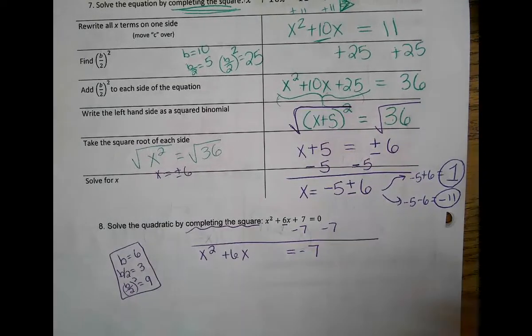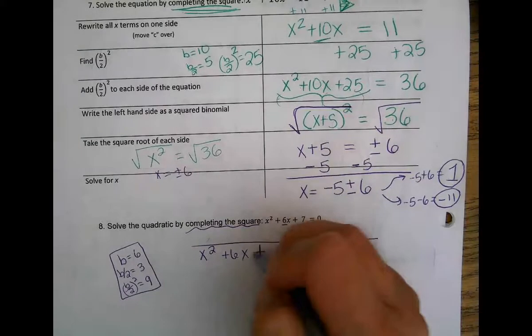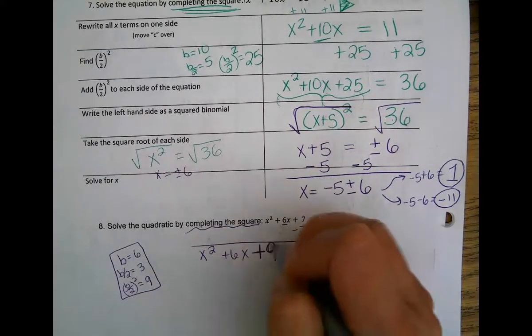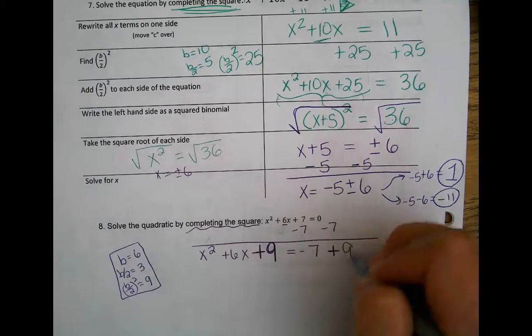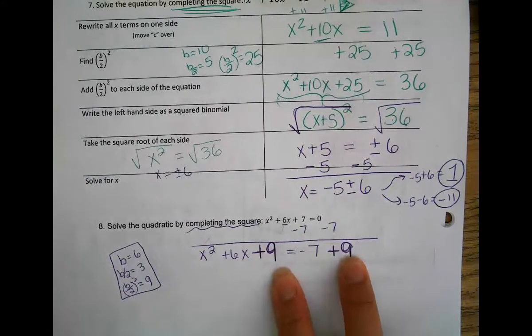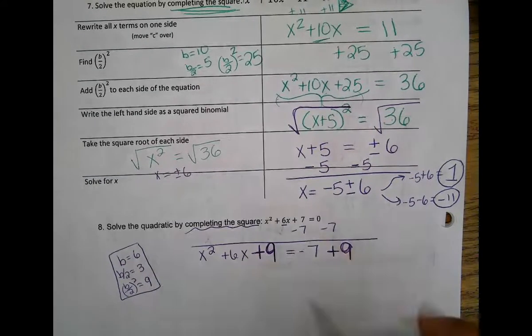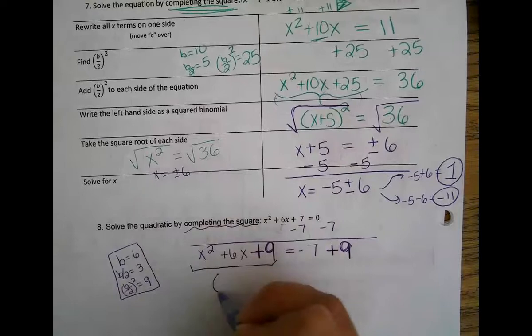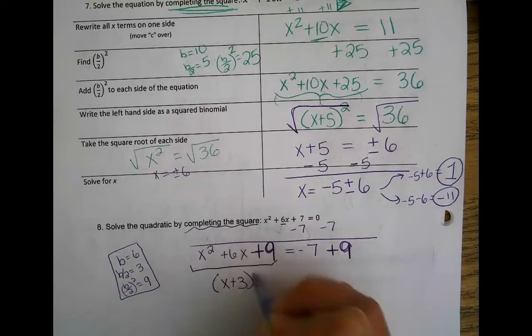And we're going to add that to both sides. So we're going to add 9 to the left, and we add 9 to the right. So I'm making my equation a little bit bigger by 9 on both sides. Again, whatever you do to one side, you do to the other. And that's so I can rewrite this as x plus 3 all squared.